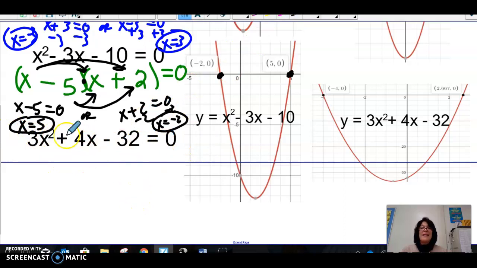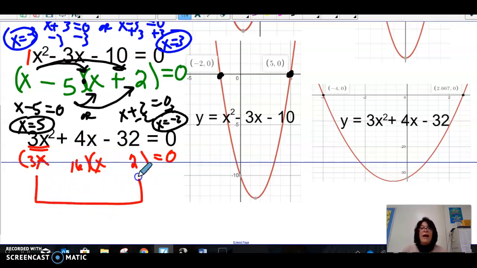Okay, then this last type, when we have a 3 in front of the x squared or a 2 or something other than a 1, it gets a little trickier, but we're still just doing the backwards FOIL. I think to myself, what multiplies to 3x squared? Well, the only thing I have are 3x and x. What multiplies to 32? Oh, I don't know, 16 times 2?